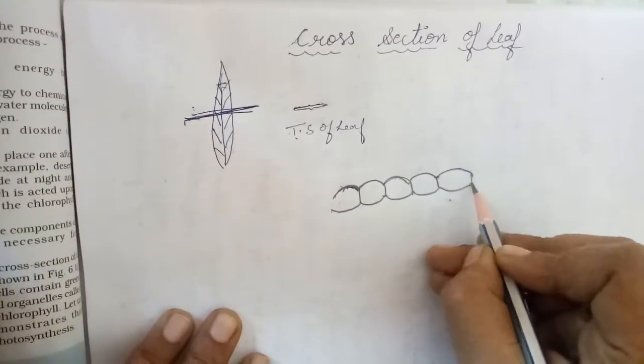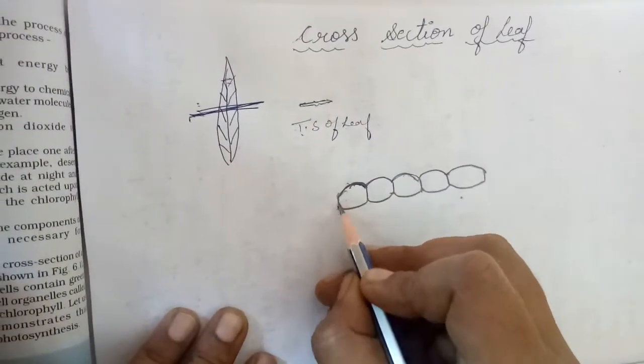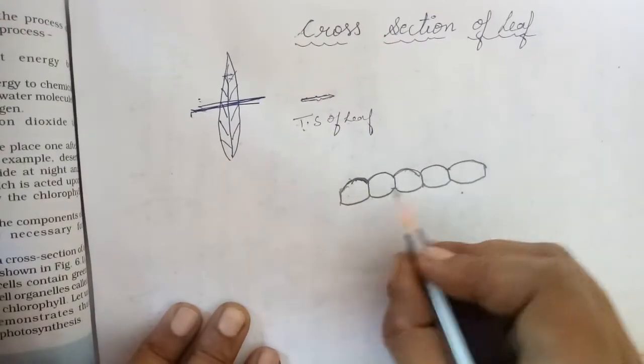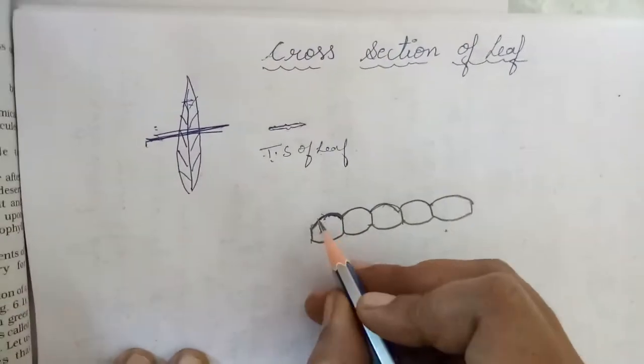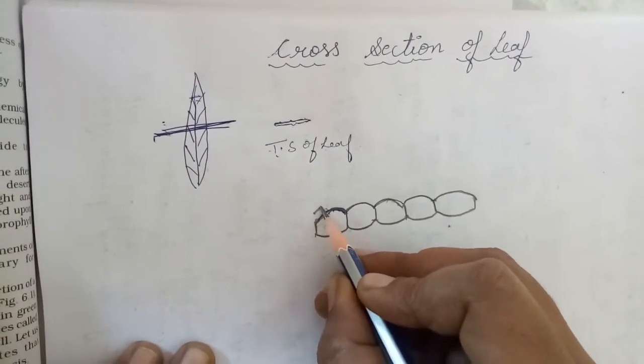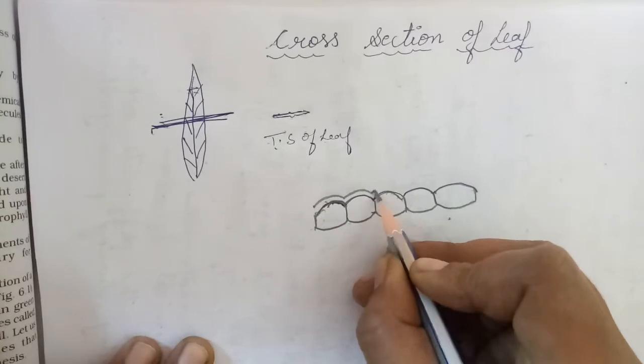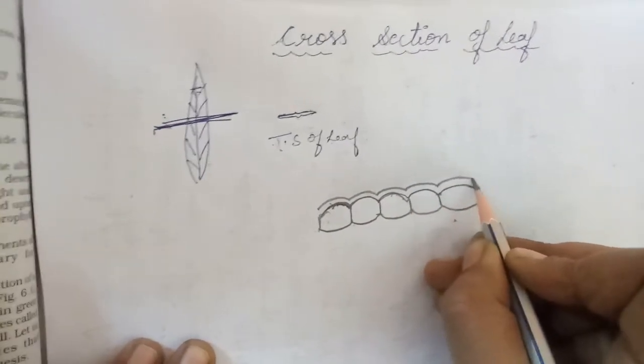So you make the cells in this manner. So these are the epidermal cells. This is the upper epidermis. These are the epidermal cells, and these epidermal cells are covered by a waxy coating. Now this is called a cuticle.